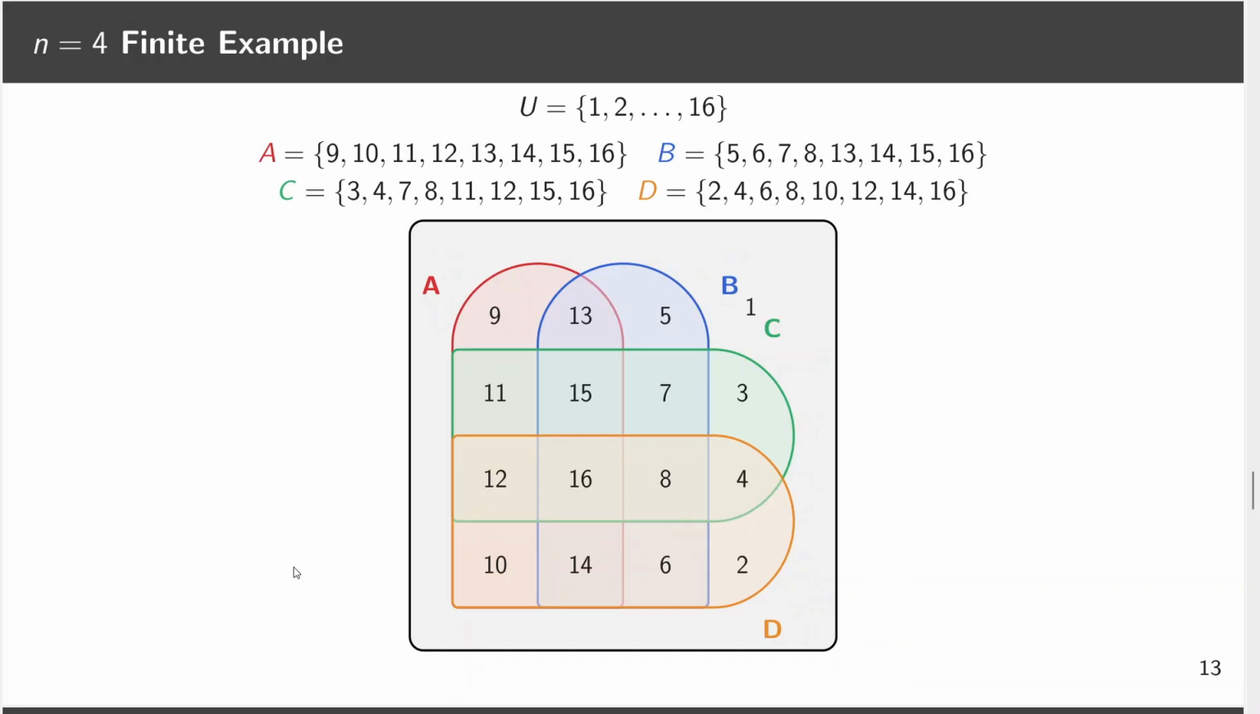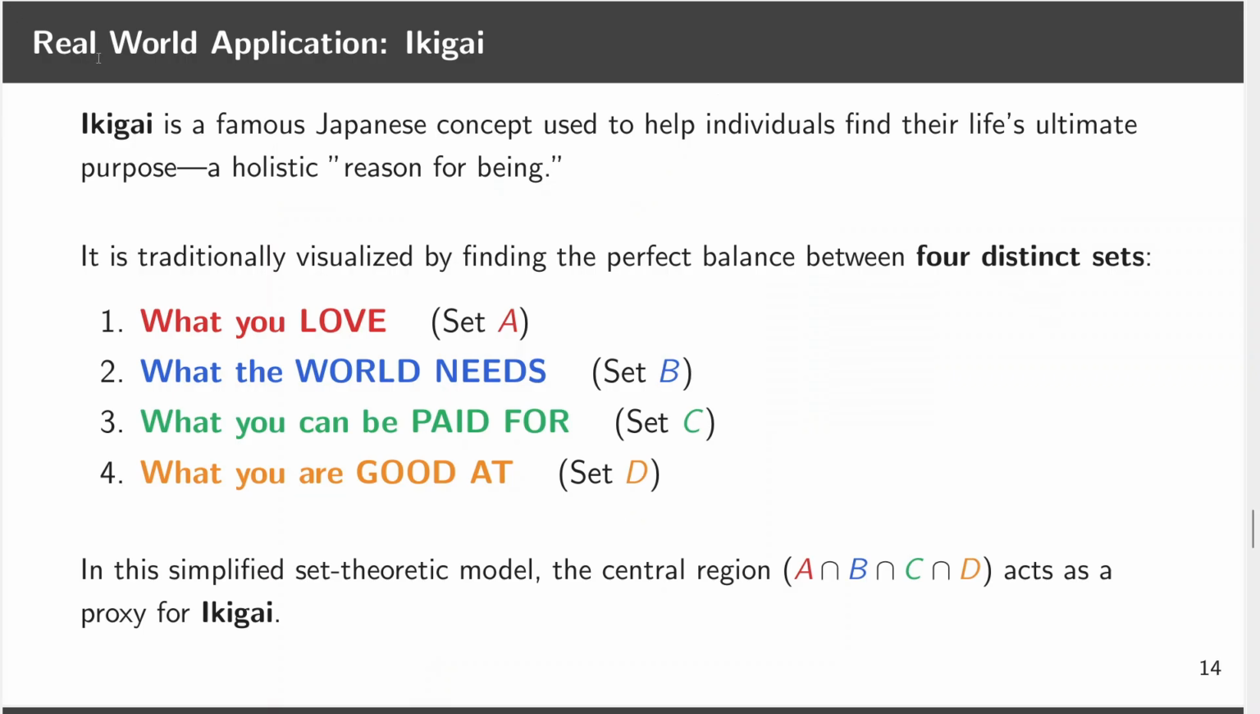Now, having built all of this mathematical foundation, the regions, the binary codes, the truth tables, the diagrams, I want to show you something wonderful. I want to show you that this is not just abstract mathematics. This structure appears in real life, in a concept many people find deeply meaningful. The concept is called Ikigai. It is a Japanese word, and it carries a profound meaning. It roughly translates as reason for being, or reason to wake up in the morning. It is the Japanese idea of one's ultimate life purpose, the thing that makes your existence feel whole and worthwhile.